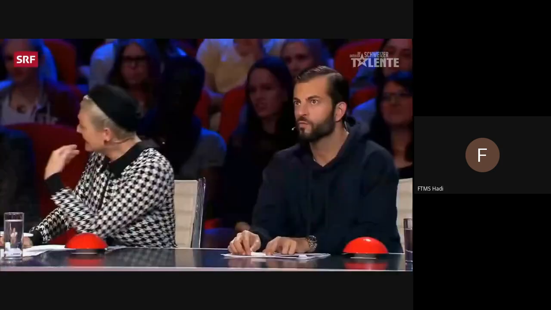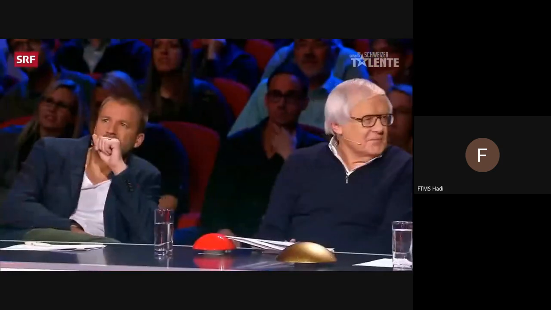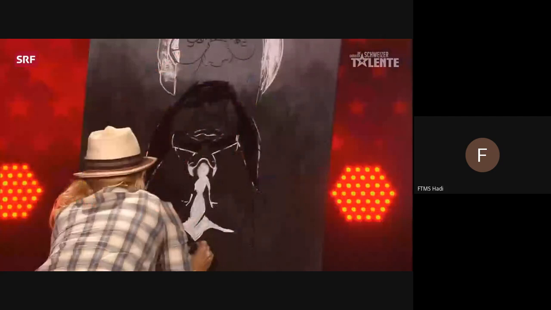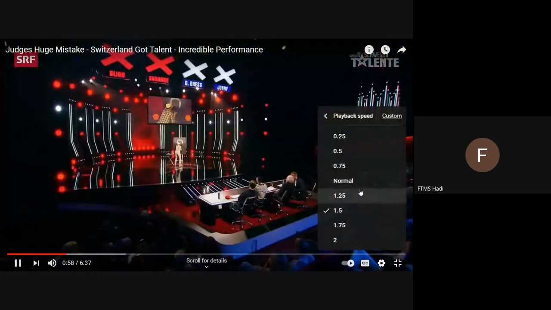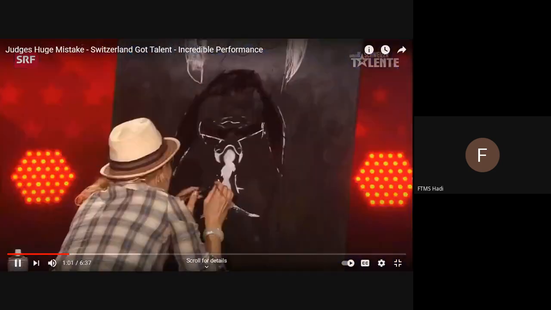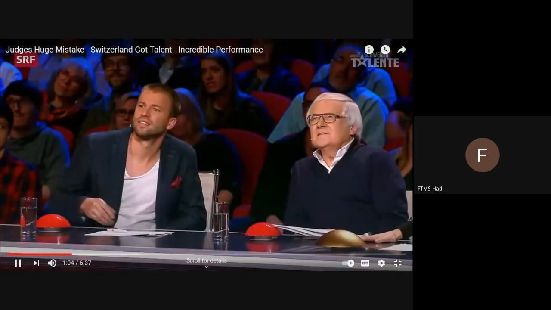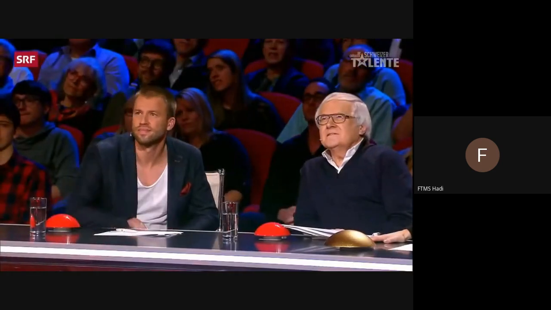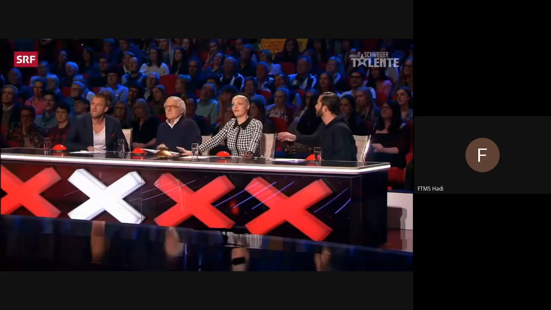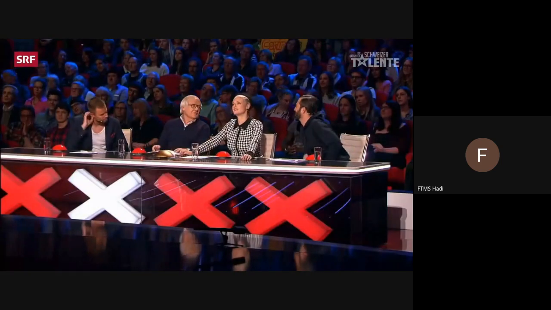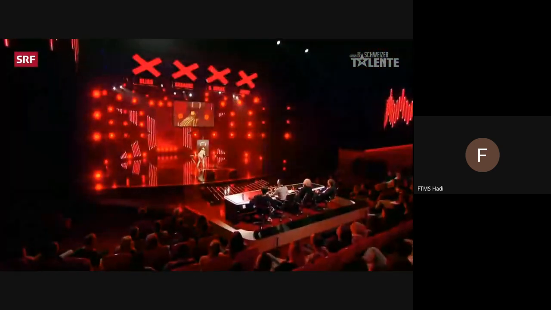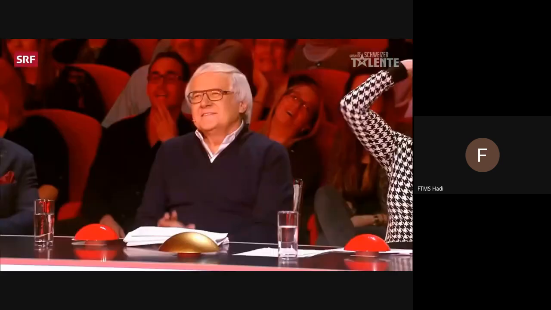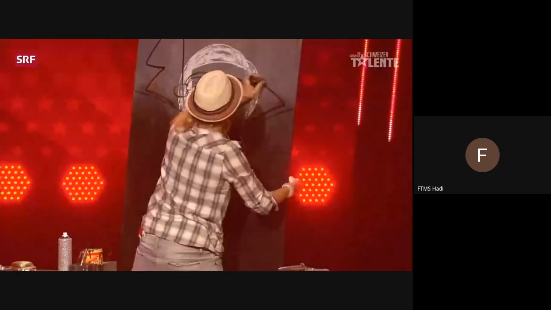Okay, you see, she's pressing the buzzer because she feels that it is boring. See? Three of the judges press the button because they feel it is boring. All of the judges press the button because they do not like it.